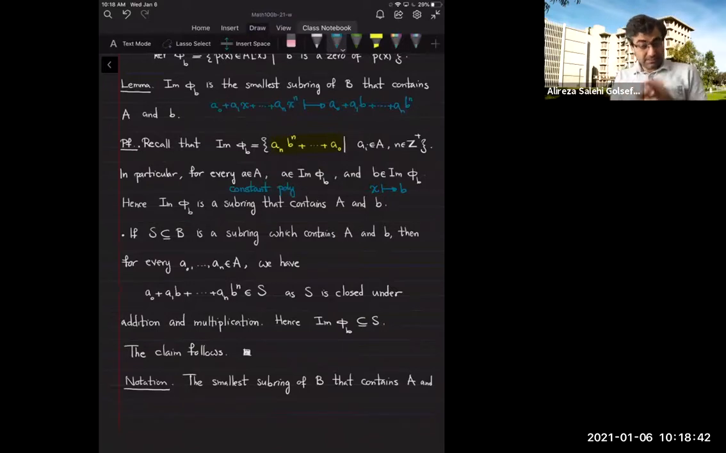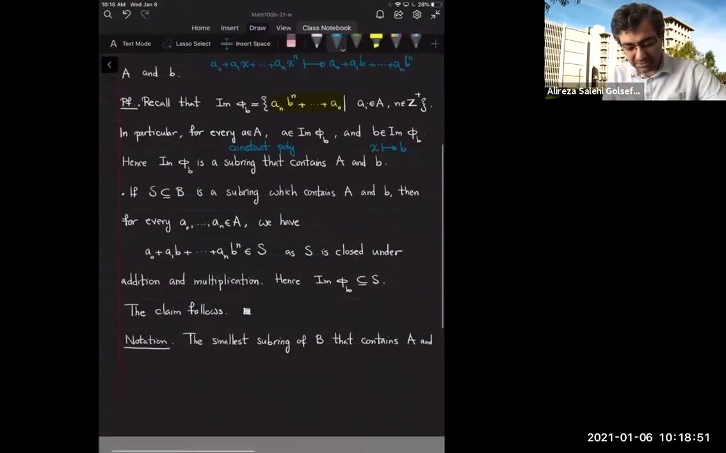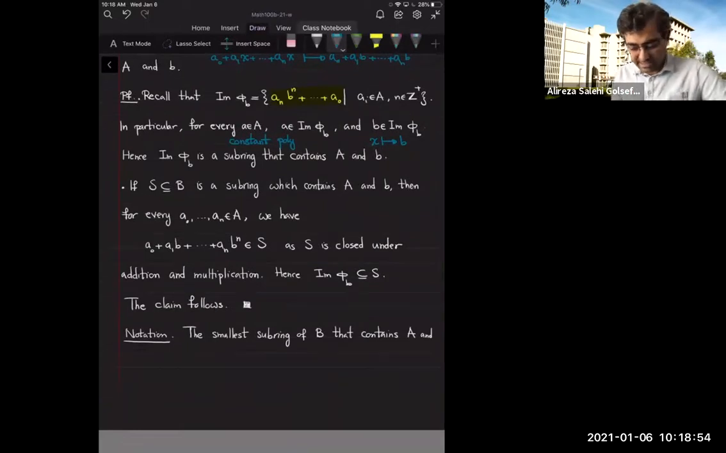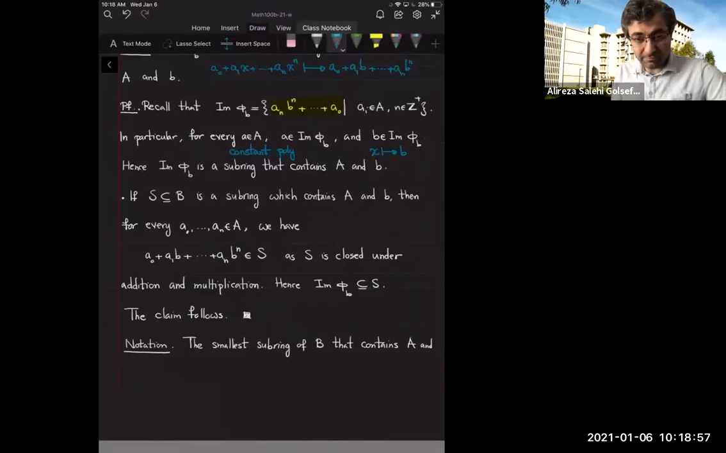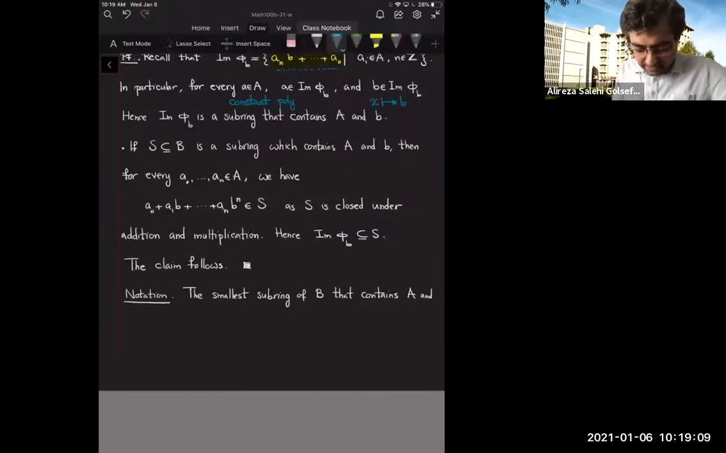So we end up getting that the image of phi sub b is indeed a subring that contains both A and b. Now, why is it the smallest such subring? We pick an arbitrary subring S that contains both capital A and b, and we need to show that the image of phi sub b is a subring of such a ring. So we pick an arbitrary element of the image. That means I'm picking a sub i's inside the ring capital A, and I have to show this linear combination of 1, b, up to b to the n with coefficients a sub i's is inside S. But that's for sure, because S is closed under addition and multiplication.